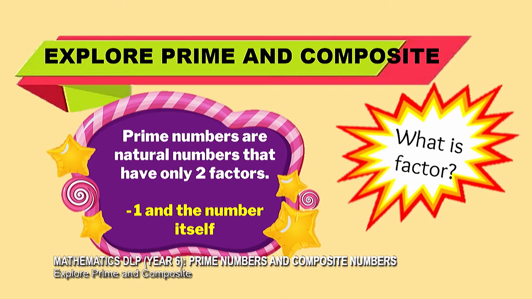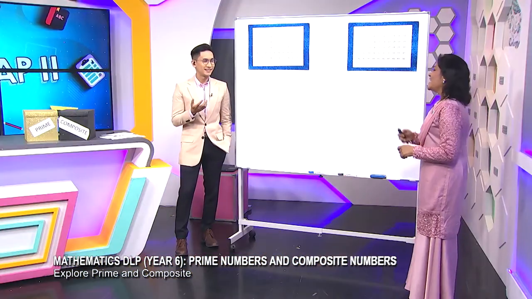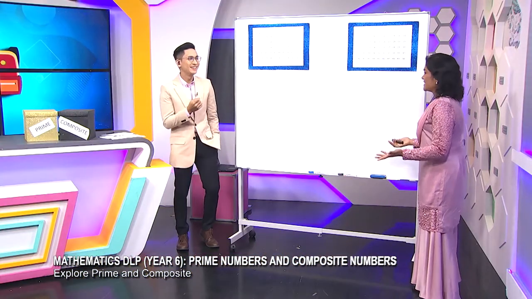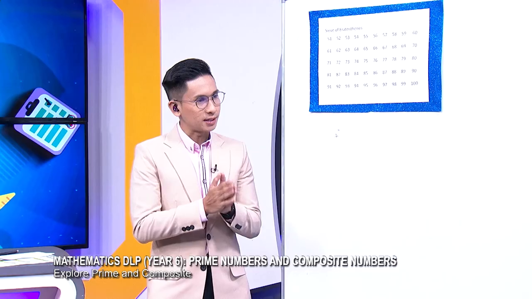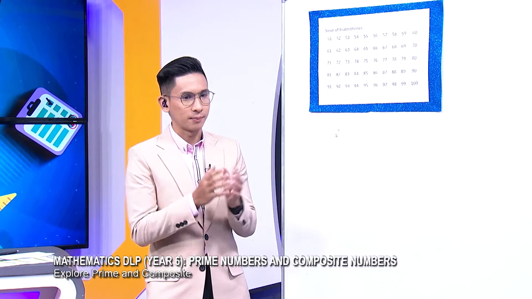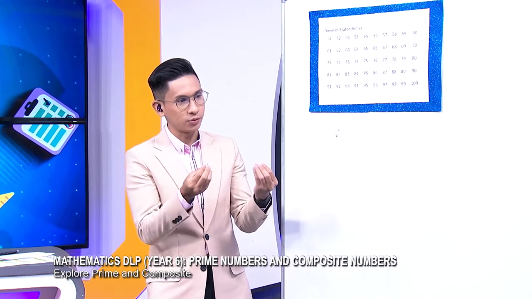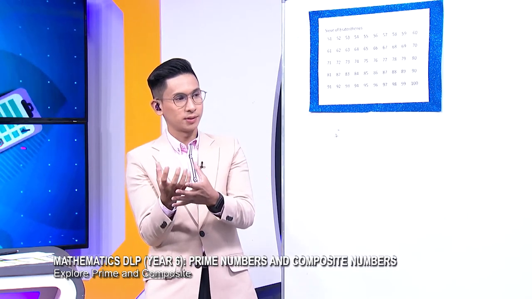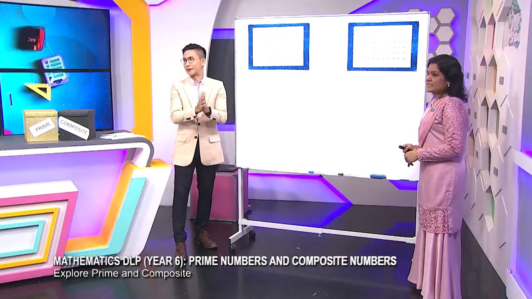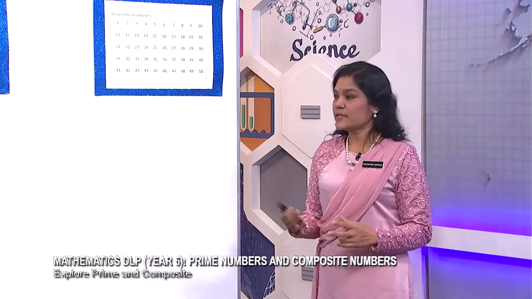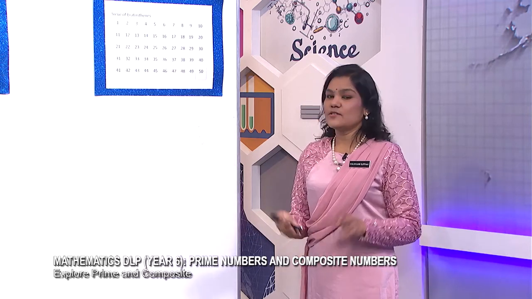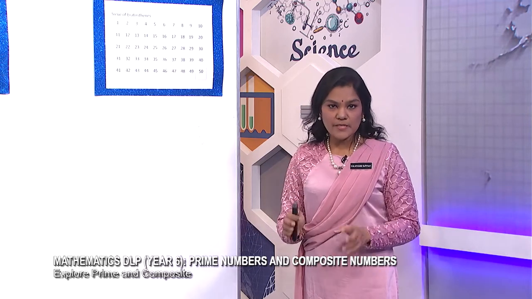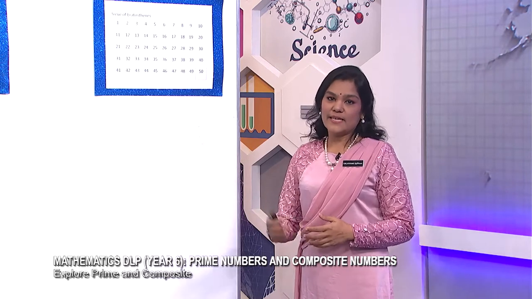Teacher, but again, what is a factor, teacher? I should ask you that. What is a factor? If I'm not mistaken, a factor is the number that is used to multiply to get that total number. Almost right. Factors are 2 numbers that contribute to a product. So that means you multiply the 2 numbers to get a new number. So those are factors.